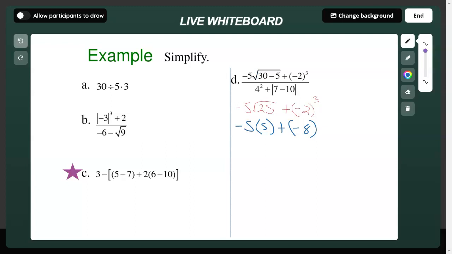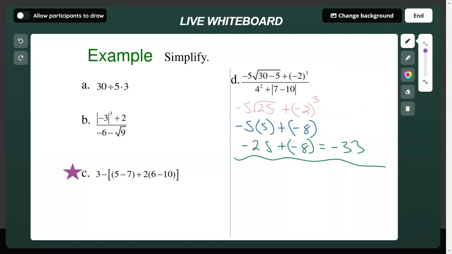All right? Next thing in the numerator. Multiplication. -5 times 5 is -25. And then we have -25 plus -8 gives me what? Okay, am I done? No, what am I missing? The denominator. Okay, so now we got to do the denominator. All right, so there's my numerator.